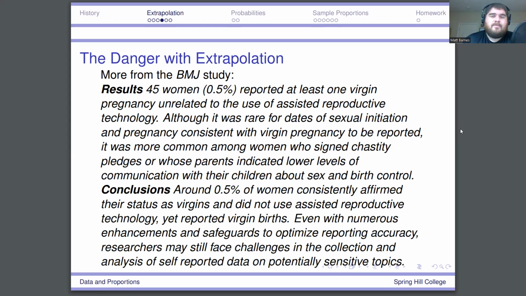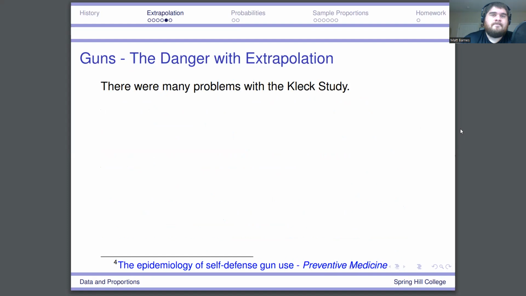So the study came up with this conclusion. They said around 0.5% of the women consistently affirmed their status as virgins and did not use assisted reproductive technology, yet reported virgin births. Even with numerous enhancements and safeguards to optimize reporting accuracy, researchers may still face challenges in the collection and analysis of self-reported data on potentially sensitive topics. Right, okay, so now we see another aspect of something that can go wrong with these studies.